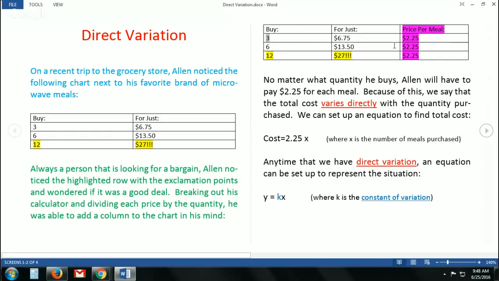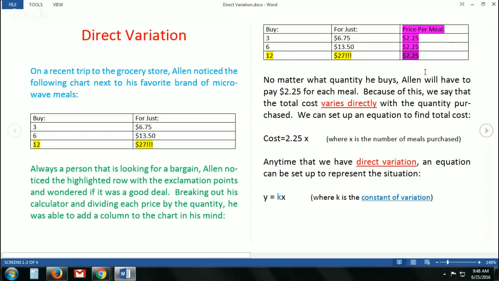$6.75 divided by 3 means that each one is $2.25. When you buy 6 meals, $13.50 divided by 6 gives you $2.25 per meal. And then if you buy 12, $27 divided by 12 gives you $2.25 per meal.